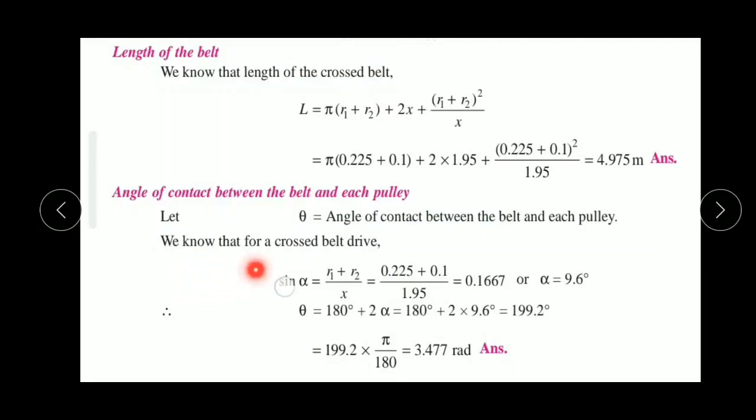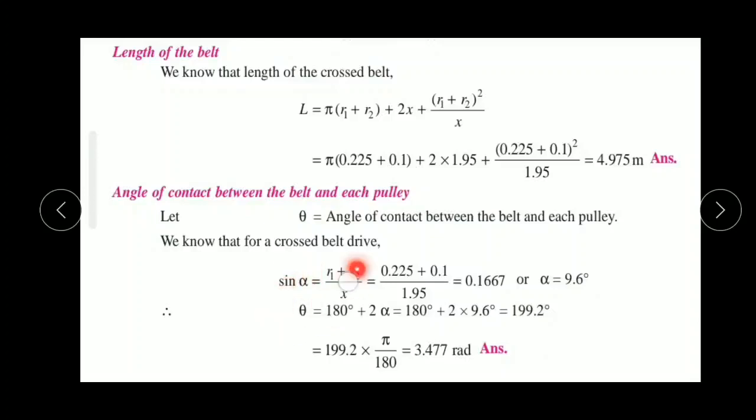We know that for a cross belt drive, sin alpha equal to (r1 plus r2) upon x. By putting the values of r1, r2 and x, we get 0.1667, and alpha equal to sin inverse of 0.1667, so alpha equal to 9.6 degree. Angle of contact theta equal to 180 degree plus 2 alpha for the cross belt drive, which is equal to 180 degree plus 2 into 9.6 degree, which is equal to 199.2 degree.